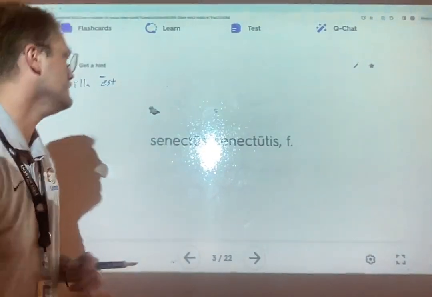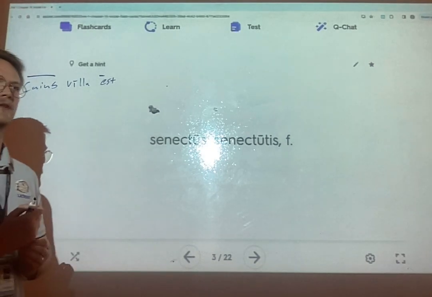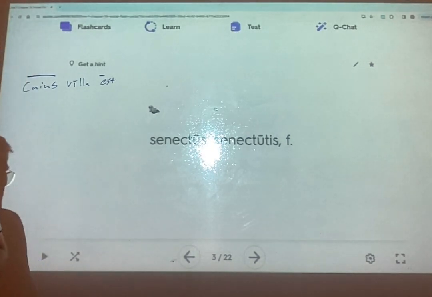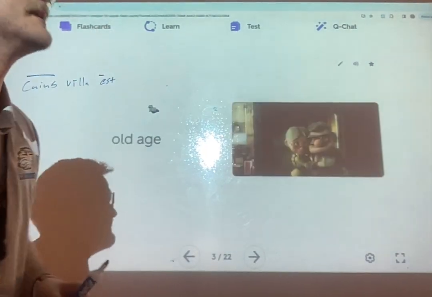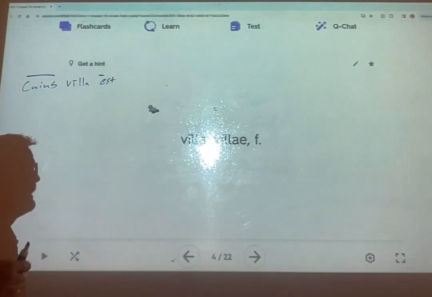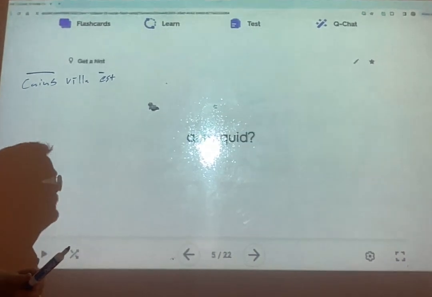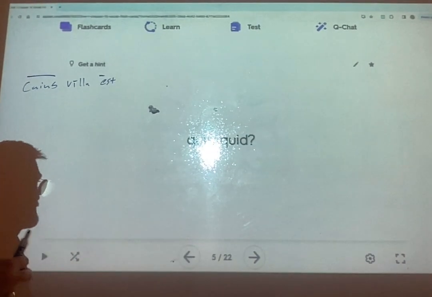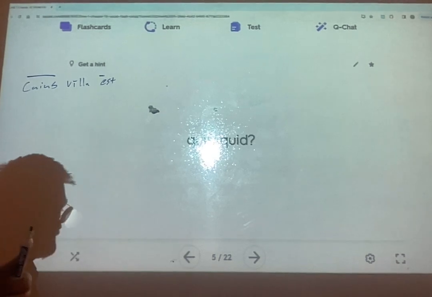All right. Senectus, senectutis is feminine, and it looks a lot like a word you've had before. That's an adjective, senex, meaning old, but it's a noun, so this means old age. All right. Villa, villae, feminine, really tough, since I just talked about it. It means villa or country house. Quis, quid, just like we talked about, means who or what. Very good.